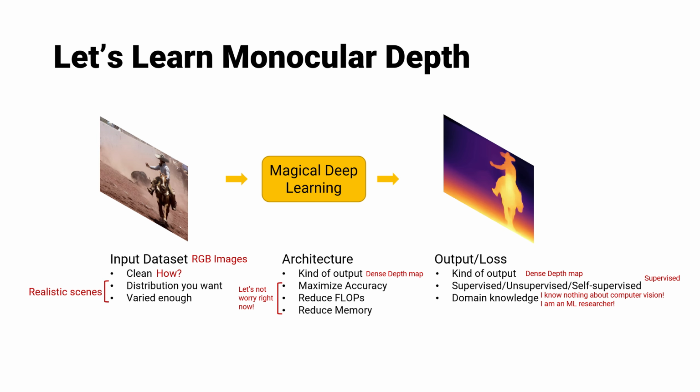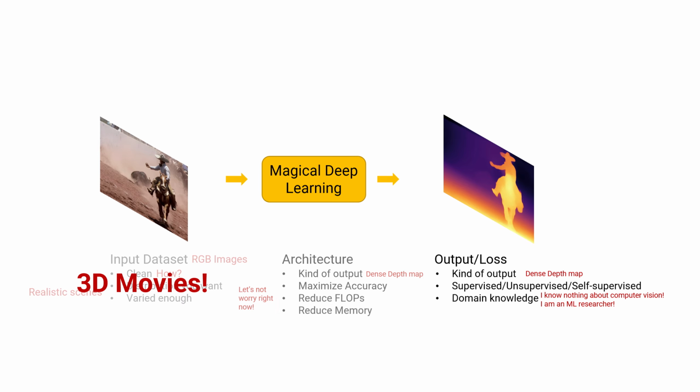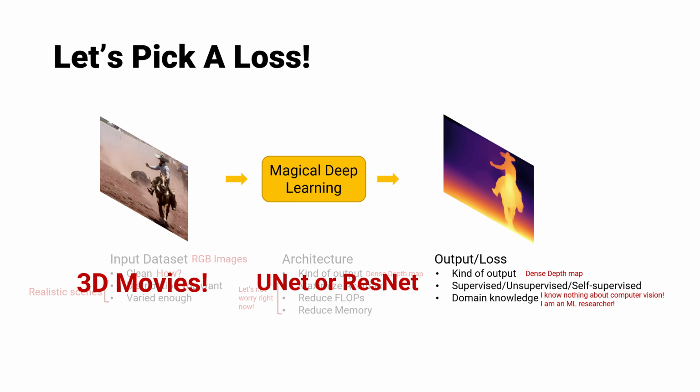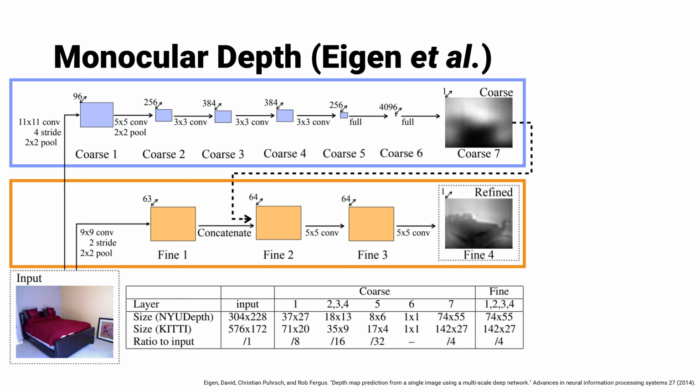So just to recap, we choose our input dataset from 3D movies. And for the architecture, we are going to keep it simple. We are going to use the most common ones, which is a UNet or a ResNet. Remember that you can choose an architecture of your choice, and we will talk about a few in some time. And for the output or the loss, we are going to keep it super simple. We are going to just do a supervised L2 loss.